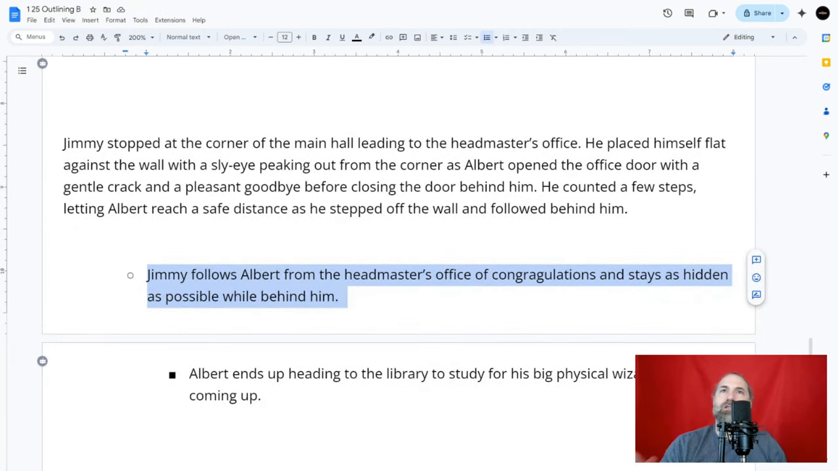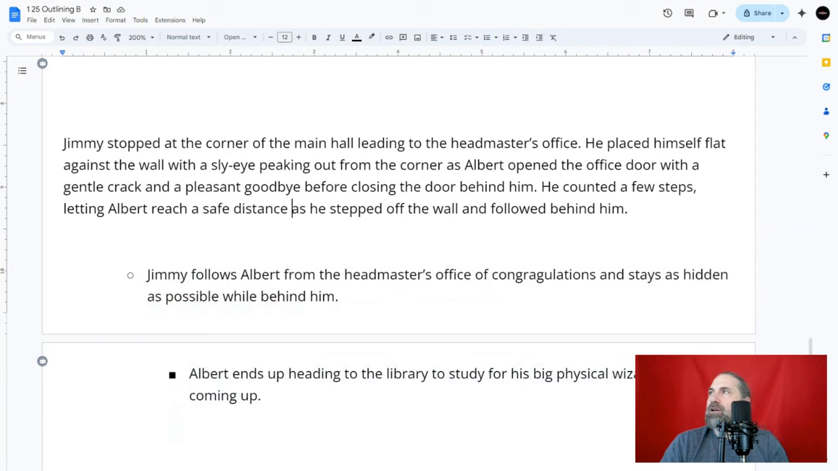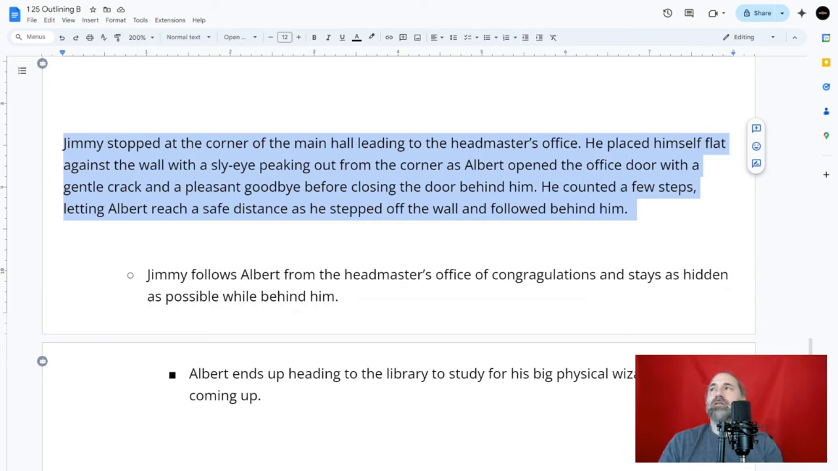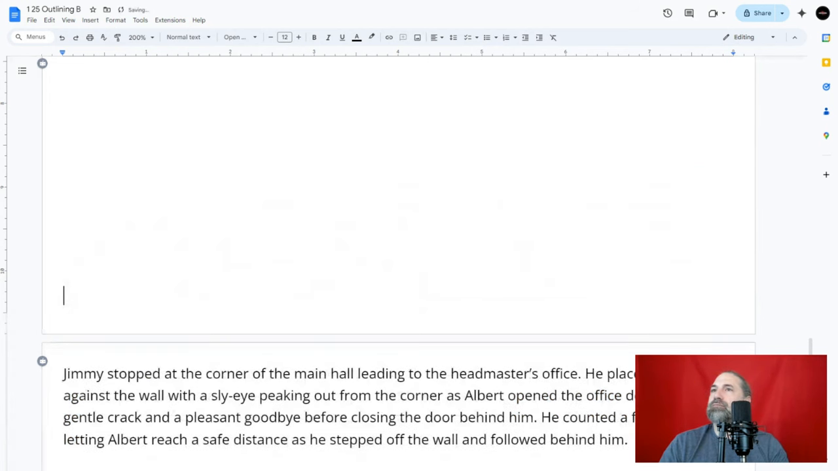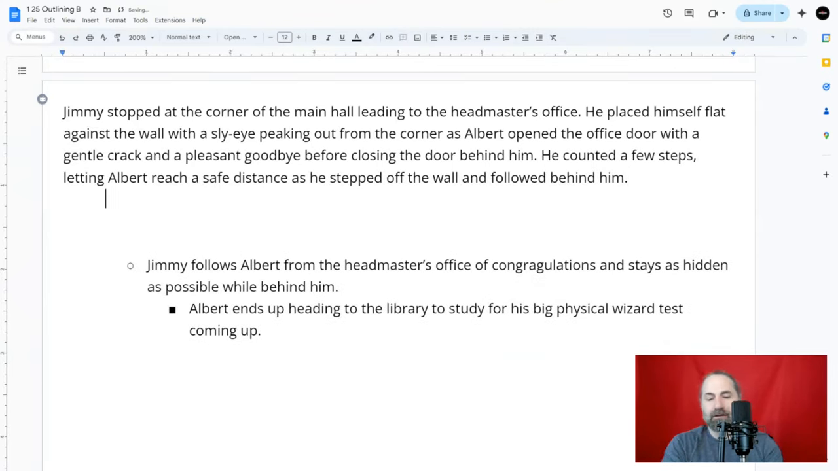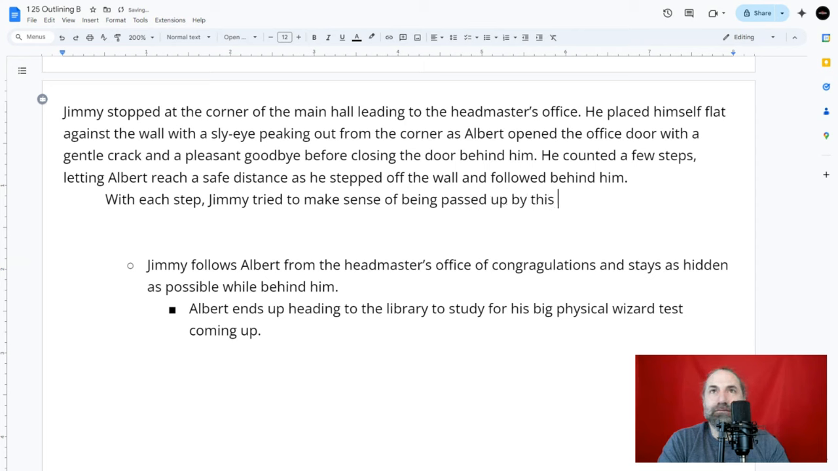So this first beat is Jimmy follows Albert from the headmaster's office to congratulations and stays as hidden as possible, well behind him. This one beat right here might turn into one, two, or three passages. It depends on the pacing. I might even want to, with each step, Jimmy tried to make sense of being passed up by this young fool of a student.